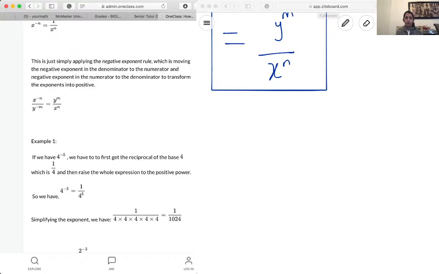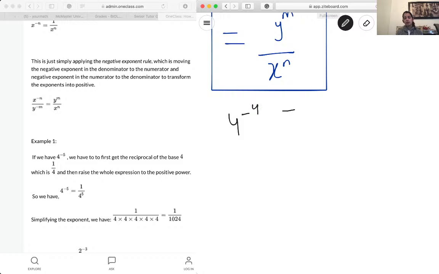For a given example, like 4 to the power of negative 4, this would become 1 over 4 to the power of 4, and 4 to the power of 4 is 256. If you put it in your calculator or expand it and then multiply, it's essentially just going to be 4 times 4 times 4 times 4. So 4 being multiplied 4 times.